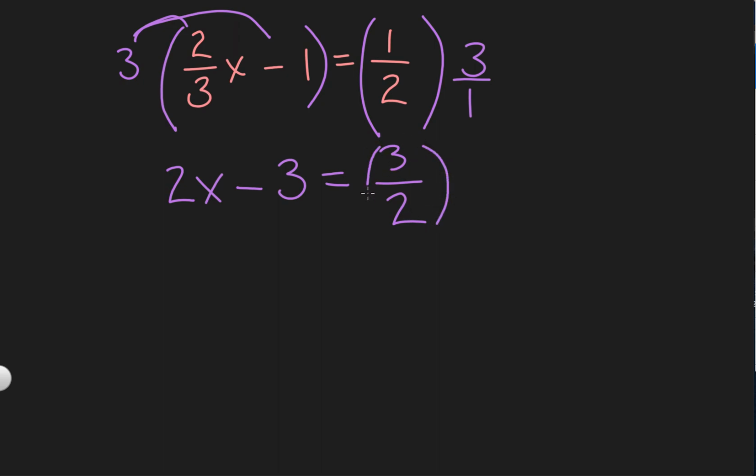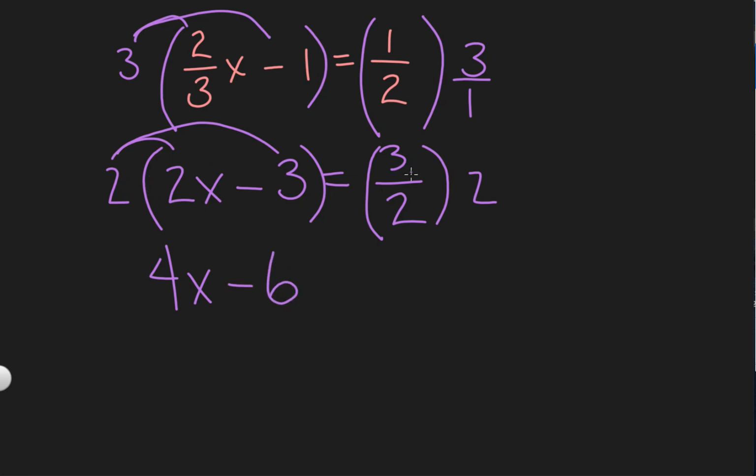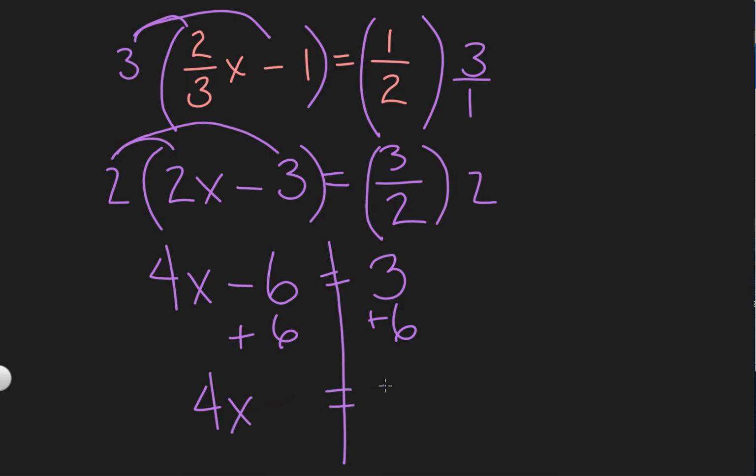Now, again, I've got a fraction, so I'm going to multiply by that denominator, distributing here. 2 times 2x gives me 4x minus 2 times 3, which is 6. Multiplying 3 over 2 by its denominator here cancels the denominators, which leaves me with just the numerator. And now we have a two-step equation. So I can add my 6 to both sides, leaving me with 4x is equal to 9.